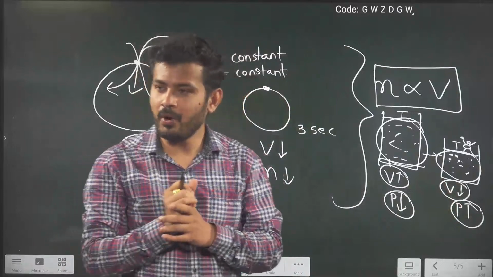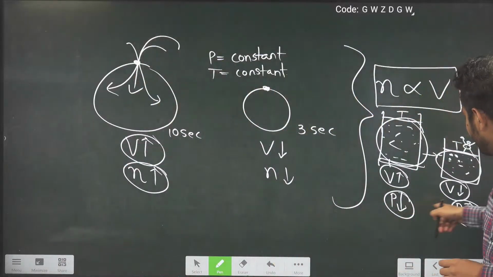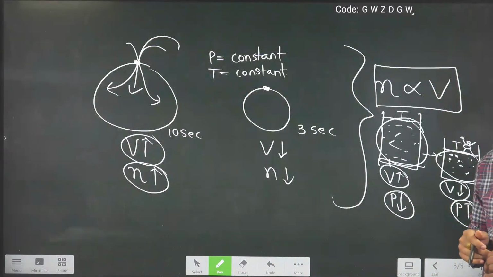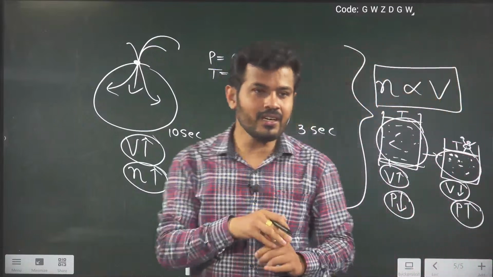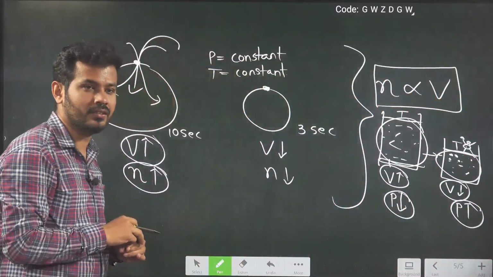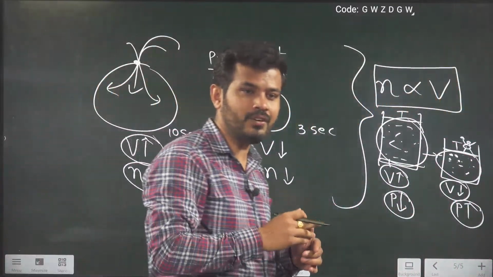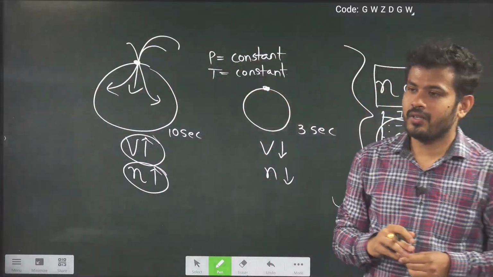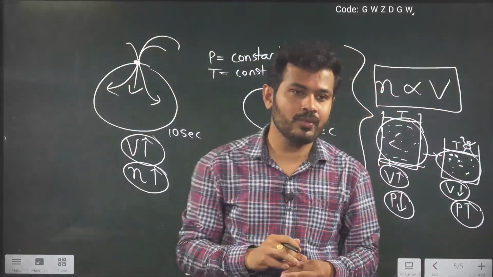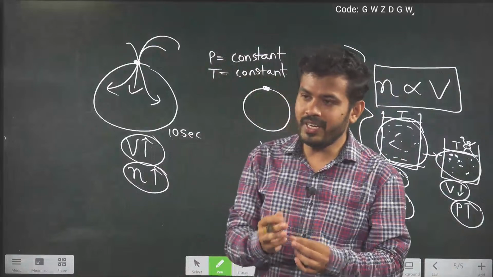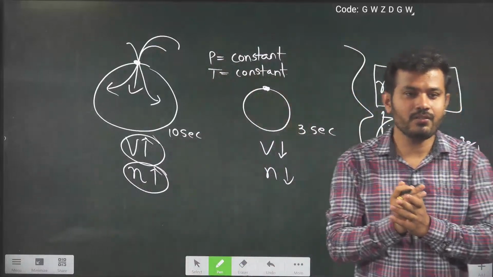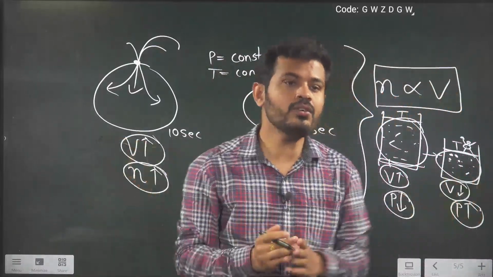So my simple point is, volume and pressure are dependent on each other. Similarly, temperature and volume are also dependent on each other. What is the role of temperature and volume? If you try to increase the temperature, the volume of the container will also try to increase.